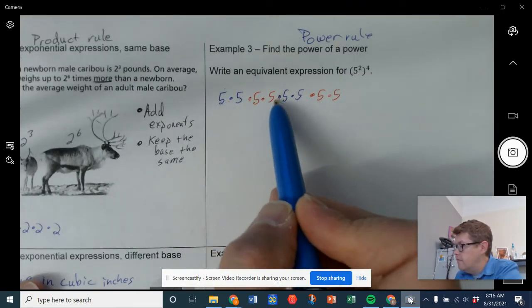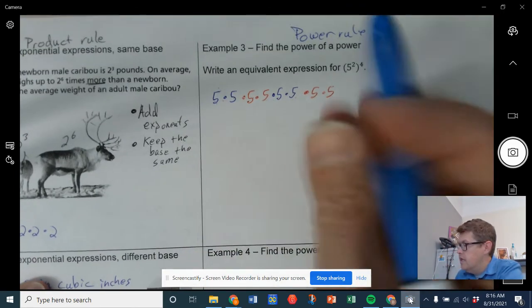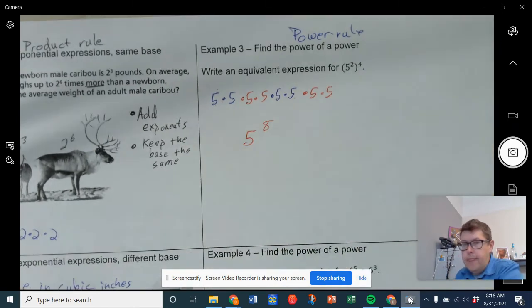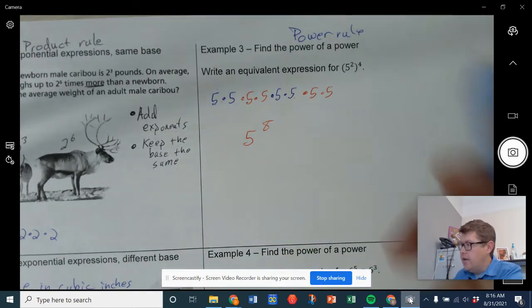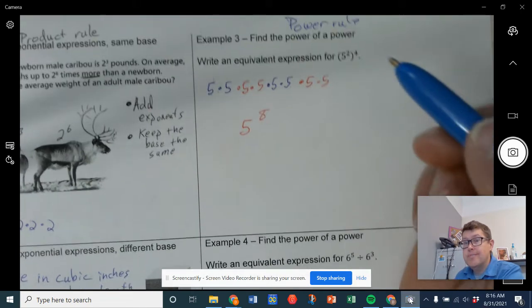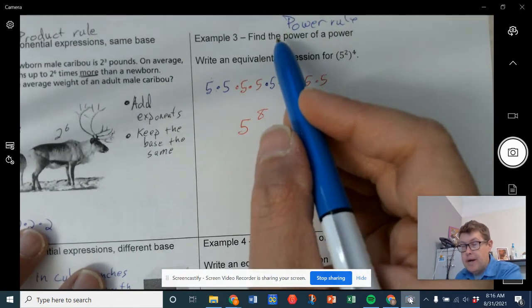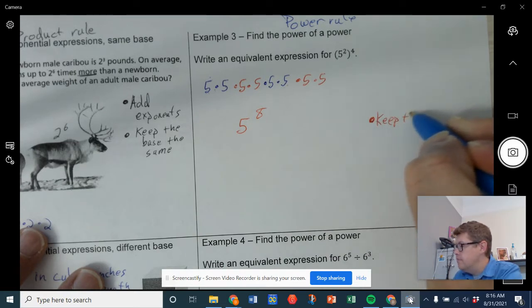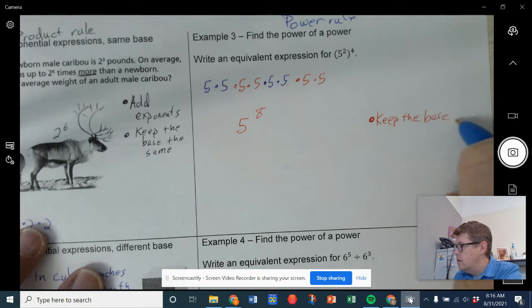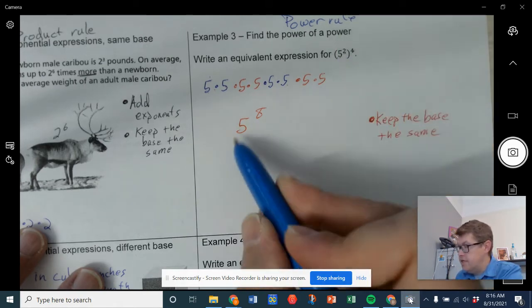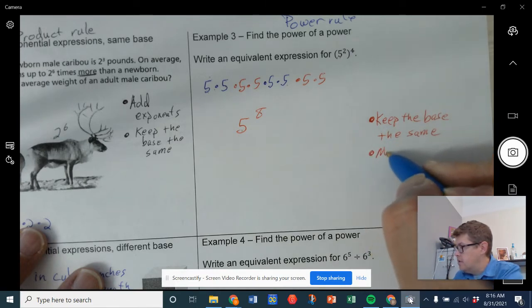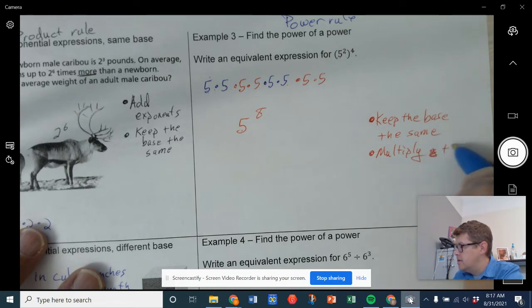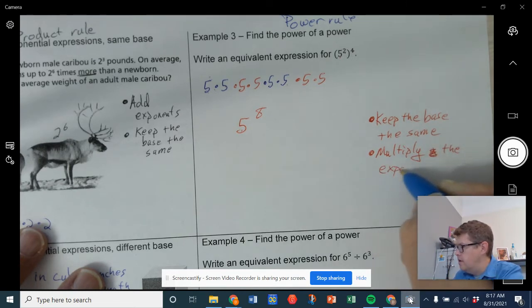Now we have 4 of the same group, and we just count it out, right? 1, 2, 3, 4, 5, 6, 7, 8. So that means I have 8 5s. And how do you get from 2 and 4 to 8? You multiply, right? So when you're taking a power to a power, you keep your base the same. Okay. Right, so our base is 5. It's going to stay 5. And you multiply your exponents.